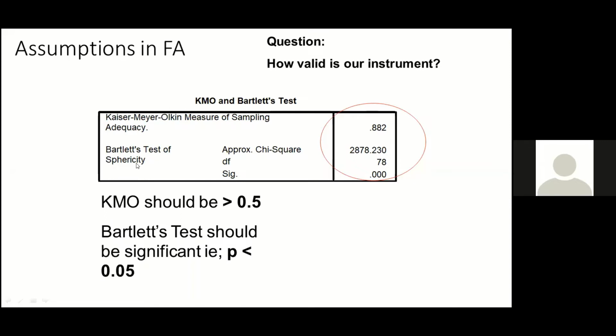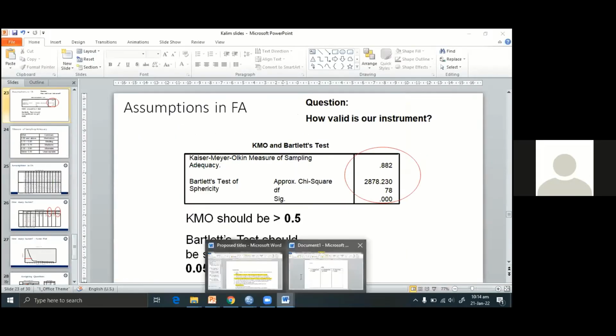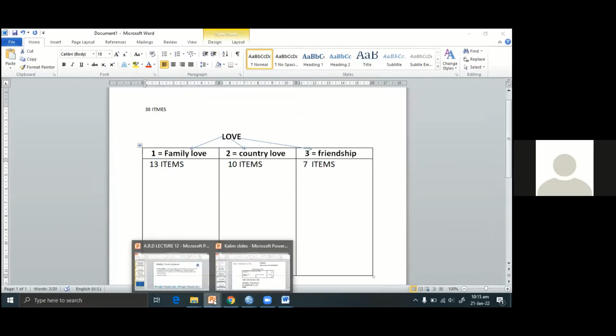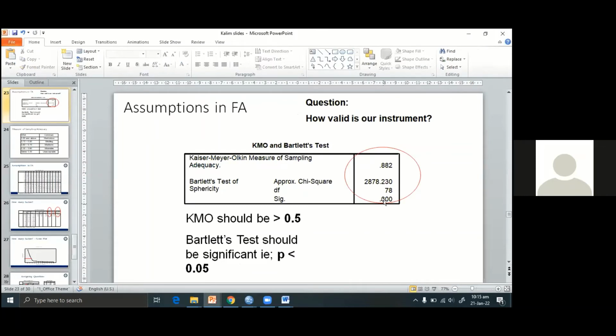Another one is Bartlett's test of sphericity. Bartlett's test of sphericity should be significant. What does it mean that it should be significant? It means this value should be less than 0.05. What does it mean if it is less than 0.05? It means that interrelationships are possible. By interrelationships, I mean that these sub-factors are possible. It means that love can be subdivided into family love, country love, or friendship love. The interrelationships between these 13 items, then 7 items, are possible. So if this is greater than 0.05, it means that this categorization is not possible. Factorization is not possible. Sub-factors are not possible.